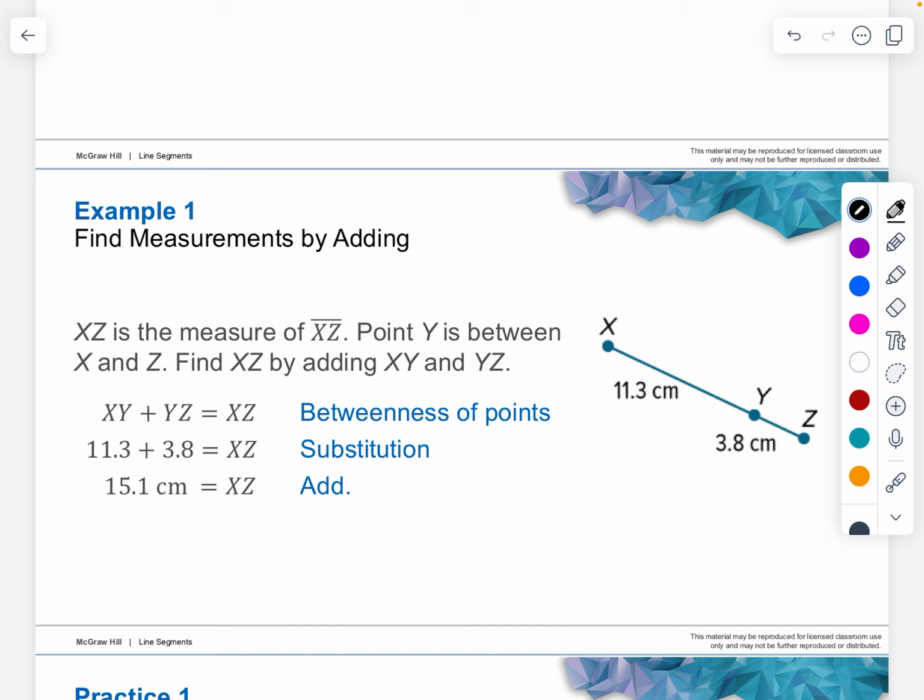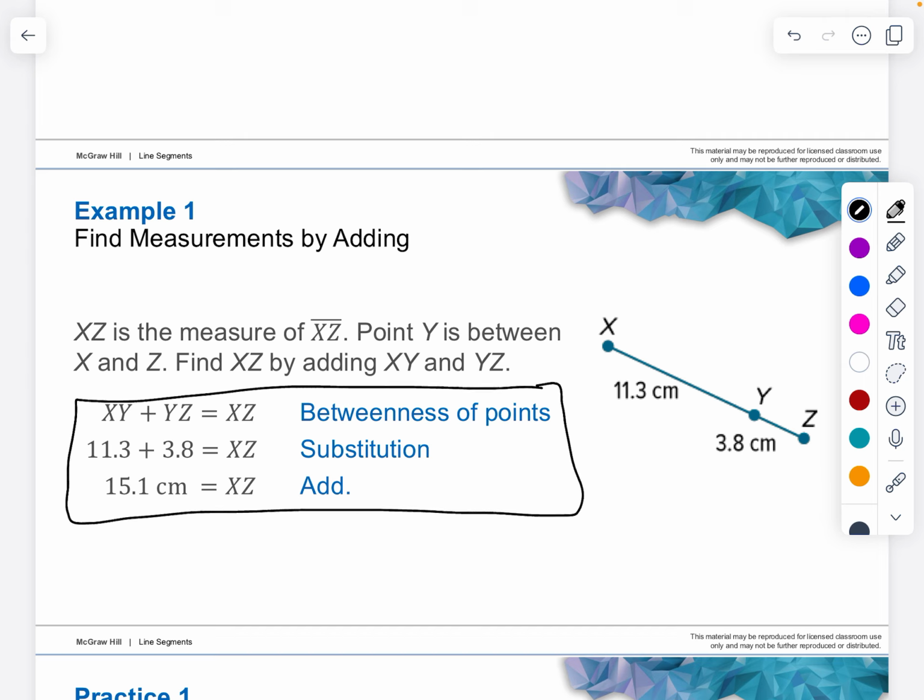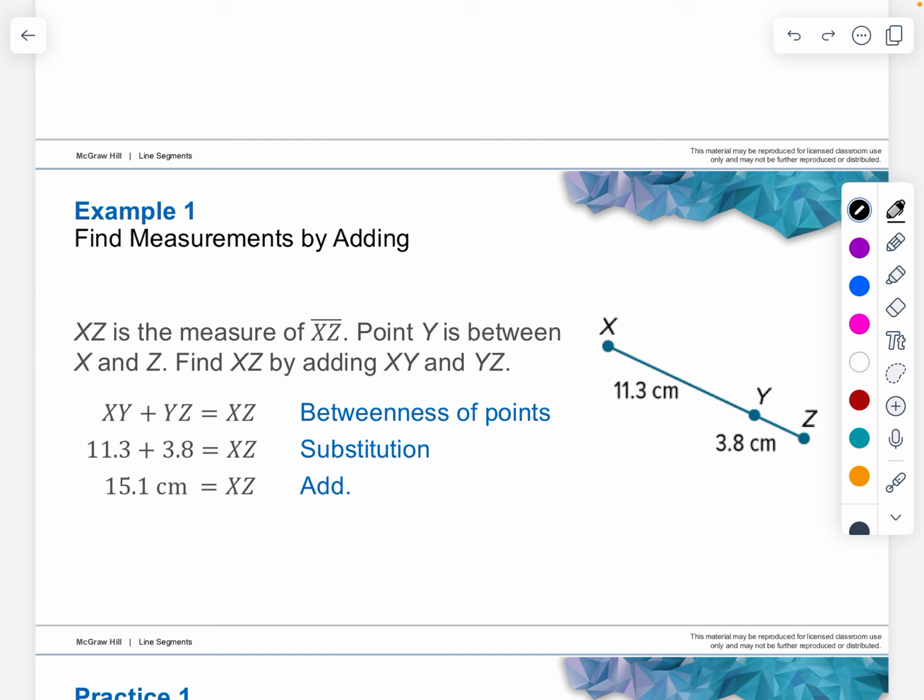So, and this is what we call a proof. And we're going to be using proofs in ALEKS a lot. So it's good to start seeing those. Let's say, and they call this the betweenness of points in McGraw-Hill. But let's see here. I'm going to call this what it truly is. This is segment addition.